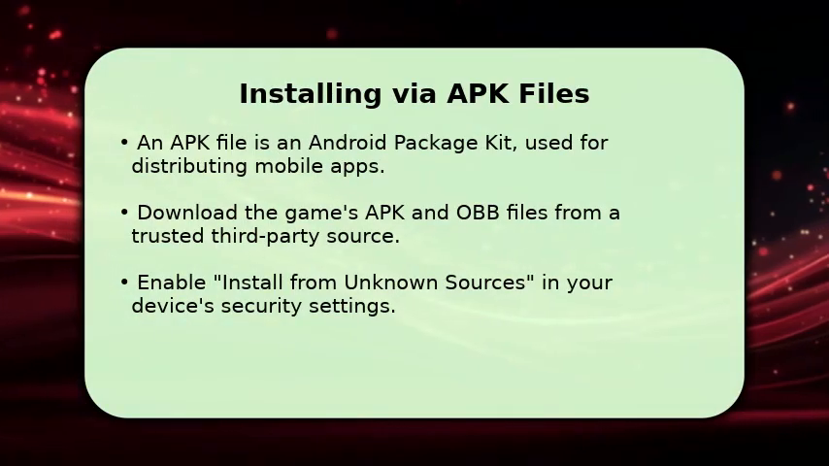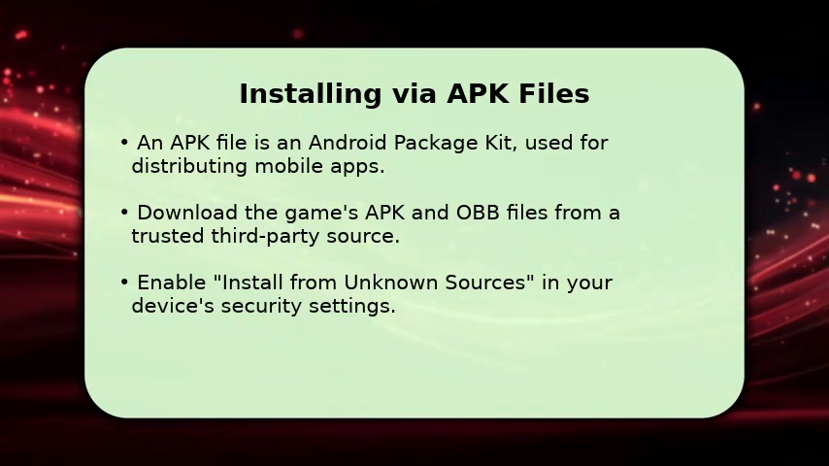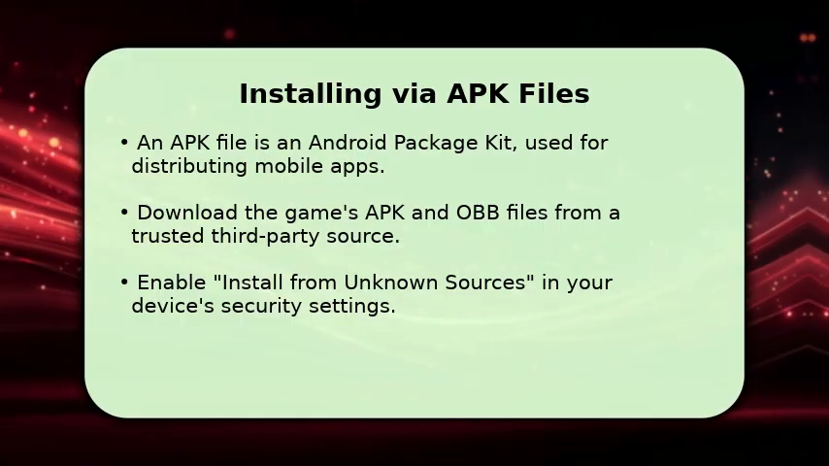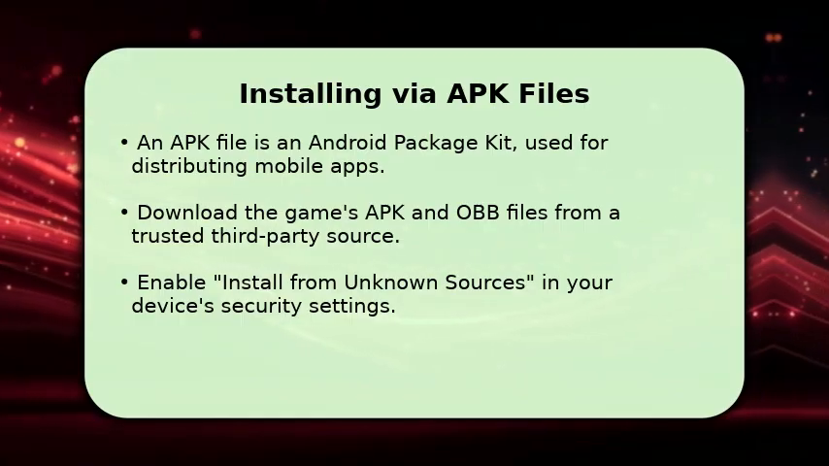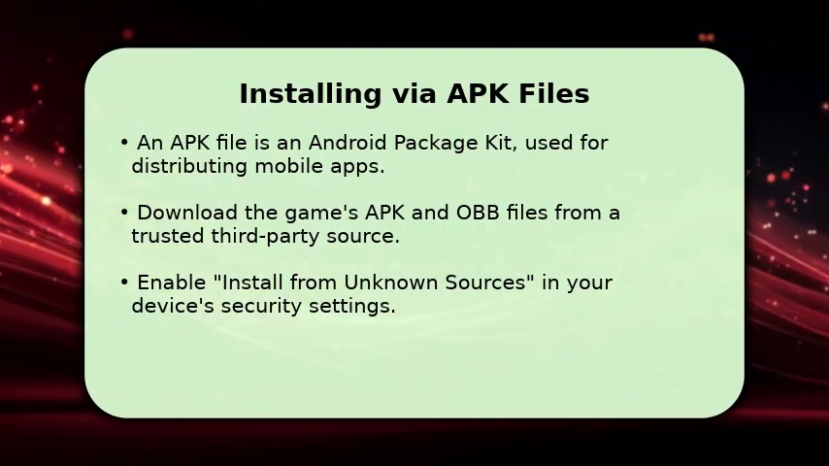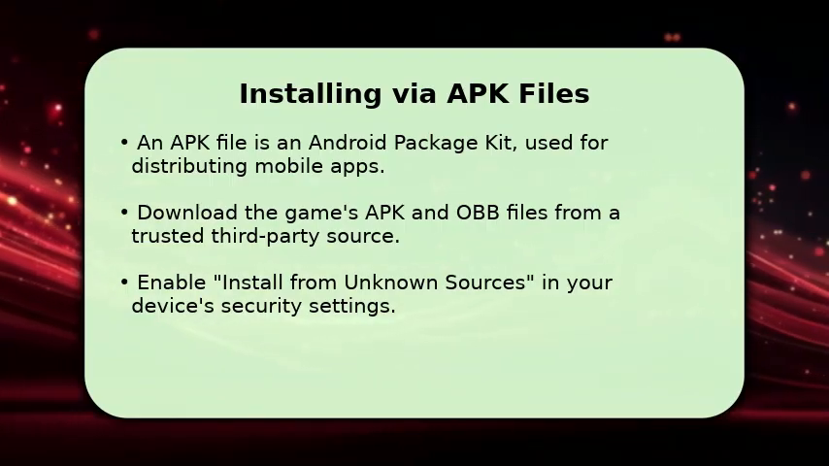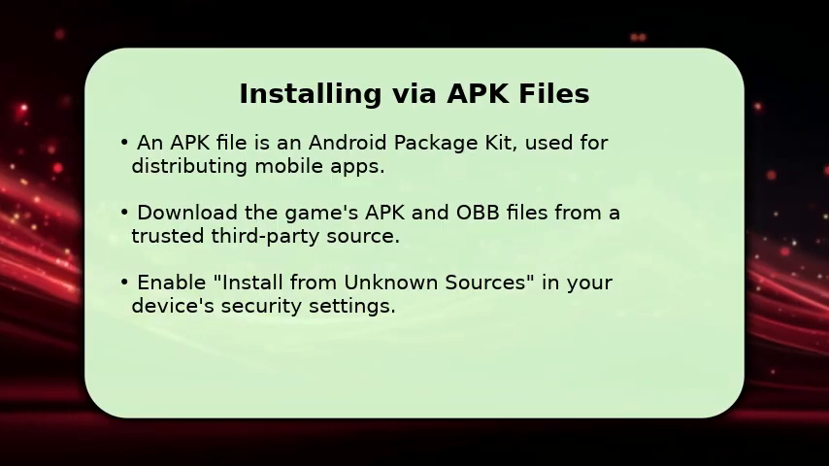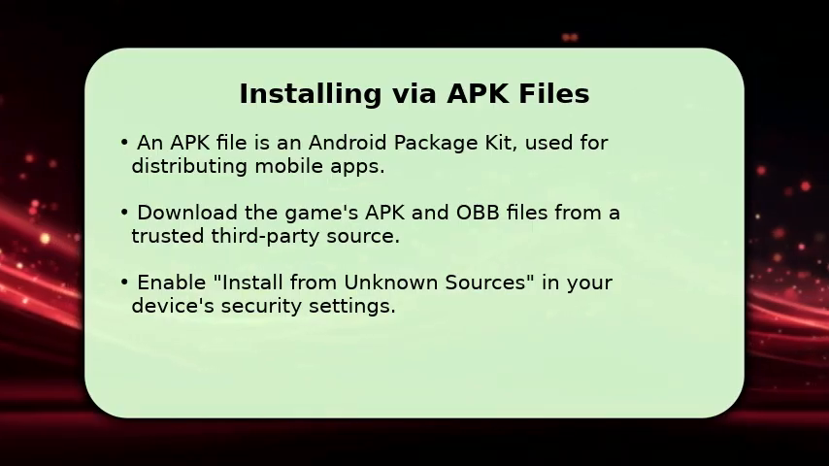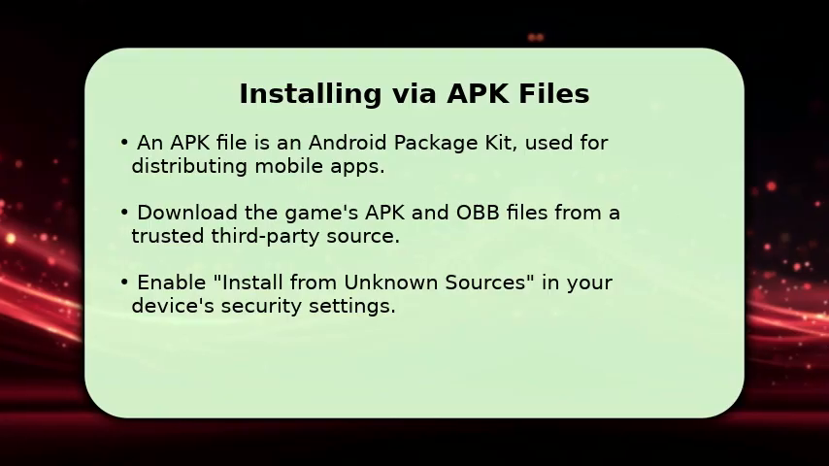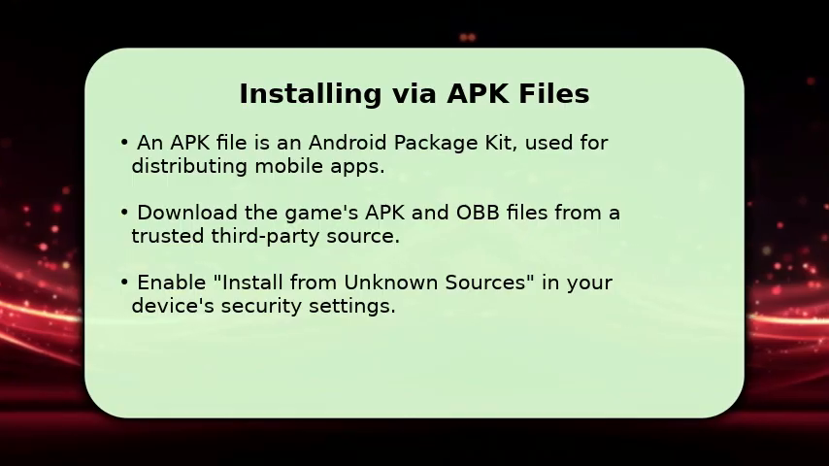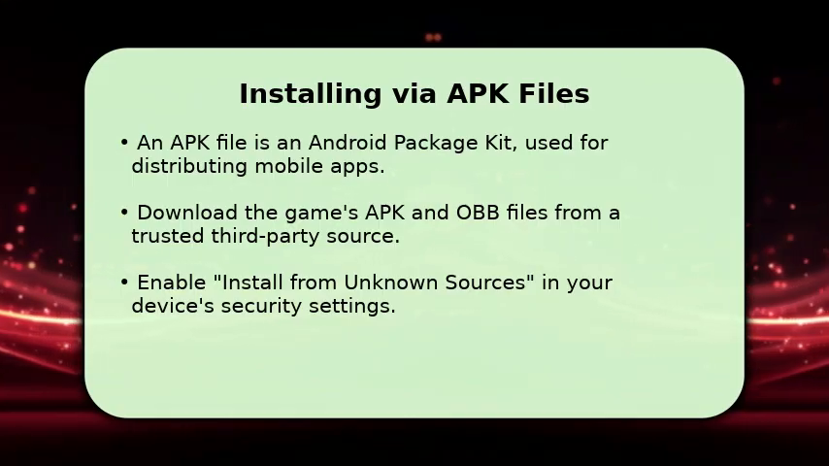Another method involves manually installing the game using an APK file. An APK, or Android Package Kit, is the file format used by the Android operating system for distribution and installation of mobile applications. You'll need to find a trustworthy website to download both the game's APK and its associated OBB data files. Before installing, ensure your device allows installations from unknown sources in its security settings. After installing the APK, correctly place the OBB data into your device's Android OBB folder.